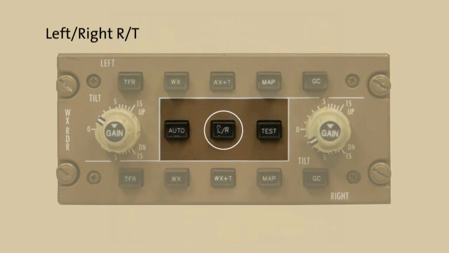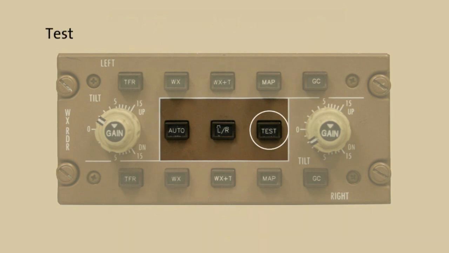On aircraft equipped with dual systems, when the center button is in the out position, the left RT is active. As indicated by the hat symbol on the button, the right RT is active when the button is in. The test button initiates the radar's test function.